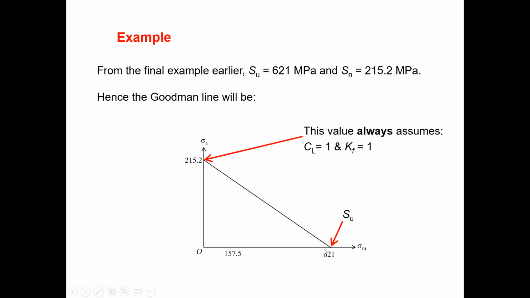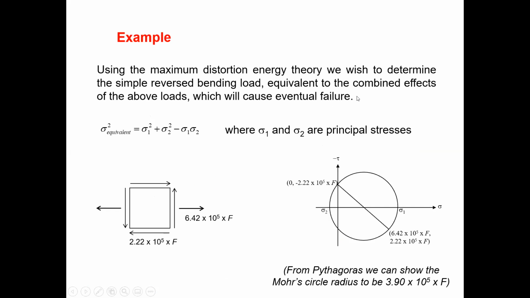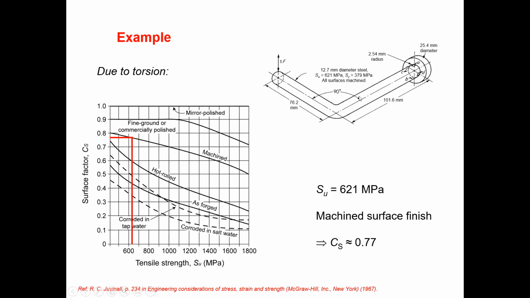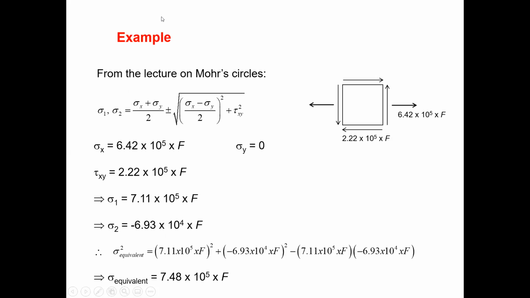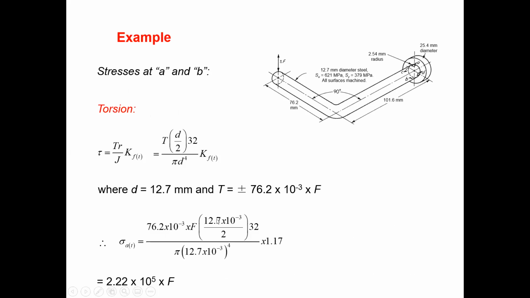So when you draw the Goodman line, we will consider Sn and Su. So Sn will be 215.2 according to this equation. You can see here. So if you introduce Kf here, the F value will not change, but that stress value should be divided by Kf, then this value will be different, because this 7.48 will come due to this Kf as well. So we already introduced it here.